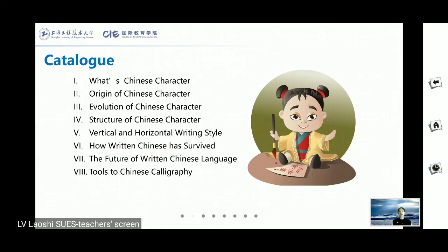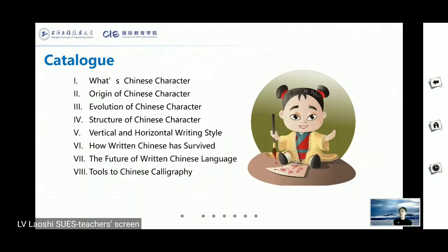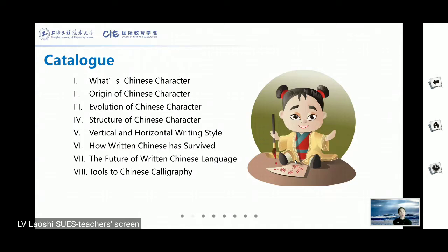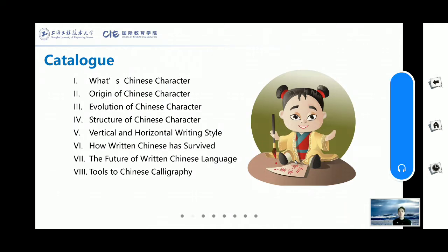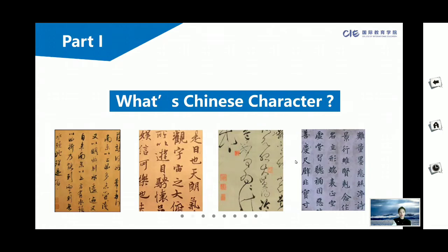Its structure, and why Chinese characters have vertical and horizontal writing styles, and how written Chinese has survived nowadays, and the future of the written Chinese language, and the last part, tools for Chinese calligraphy. Okay, so now let's come to the first part. What's a Chinese character?